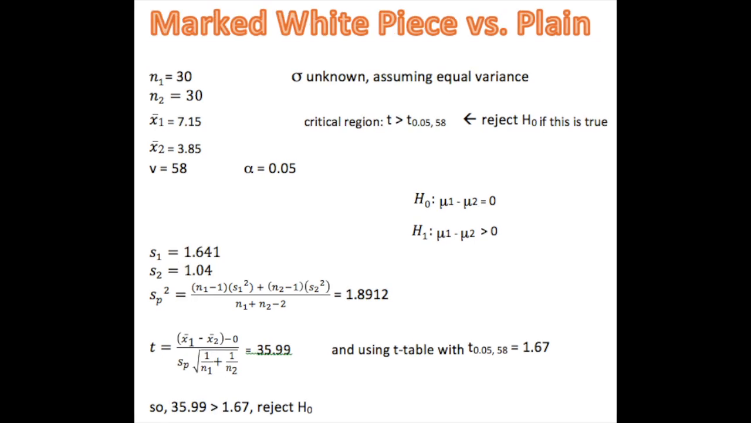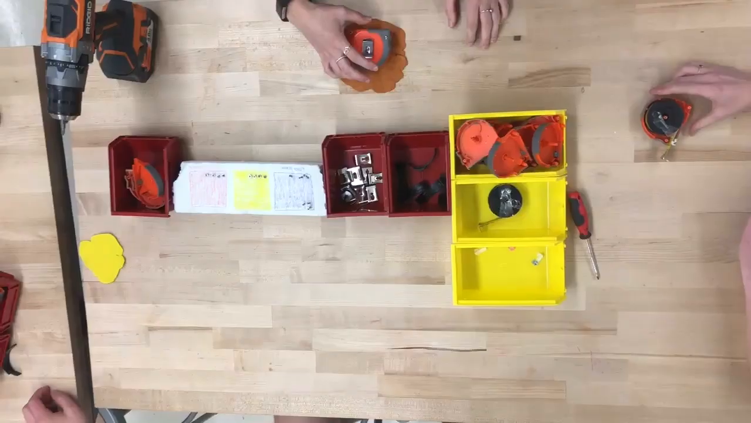The second test completed was on the difference between the marked and plain white piece. In this test, a null hypothesis was generated again to say the means are the same. The alternate hypothesis was that the mean of the plain white piece was larger than the mean of the marked white piece. Using the same procedure again with 2 sample sizes of 30, it was also found that we were to reject our null, which demonstrates an improvement yet again in the task time.